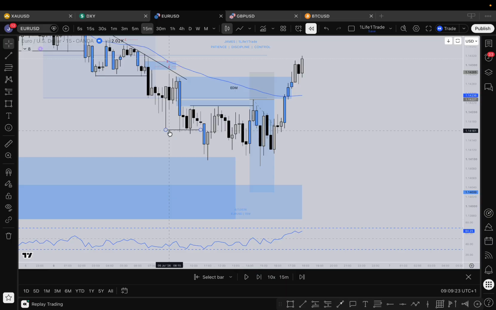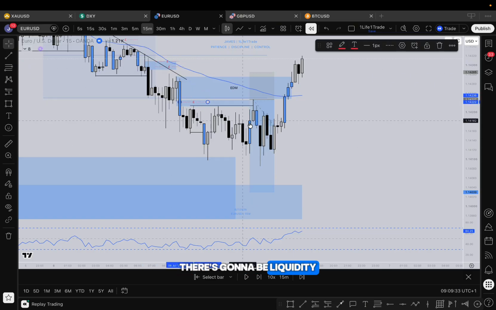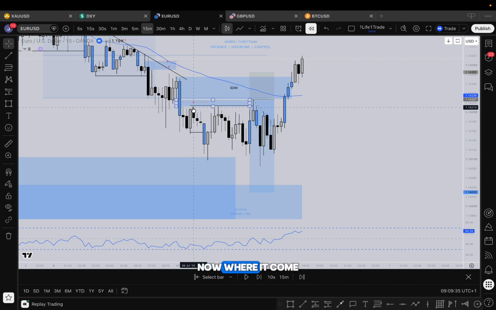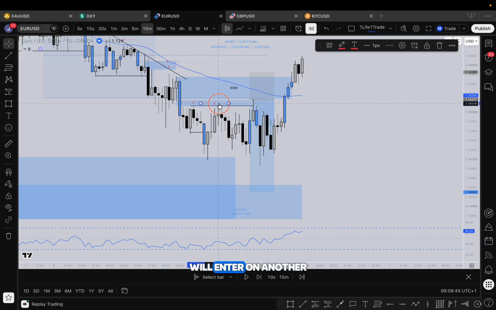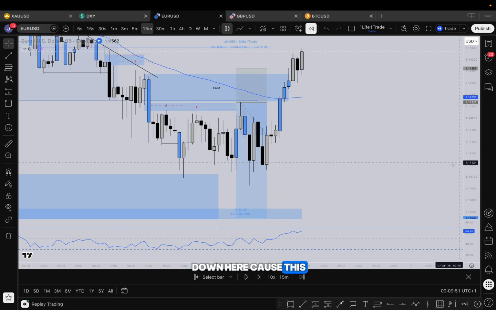Then on here, on the 15-minute, you could see there was a break there. So for me, in my eyes, there's going to be liquidity above there. Now, where it came back up and made like an equal high there, I know people with break and retest and structure, they will enter on another short. So in my eyes, there was more liquidity there, especially when it started coming down here, because this ranged for a fair bit.